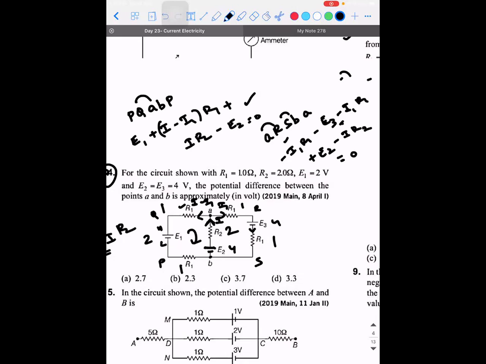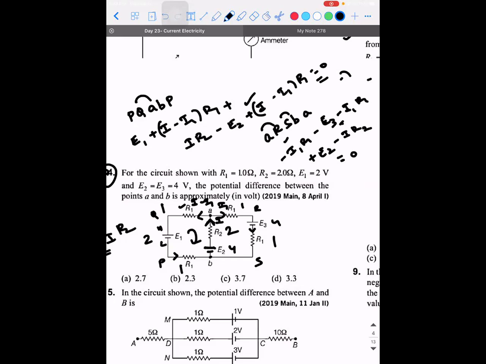Sir, doubt. In PQ, ABP, you did not consider the second R1 resistance. Then it's a mistake. I didn't see it. Actually, I missed it. So B to P I did not do. Minus E2. Now here the current goes in this direction. You tell me. When you're going from B to P, it will be plus, R1 plus (I minus I1) into R. Understood? This is the answer. Now you can solve. Thank you. I missed it actually.